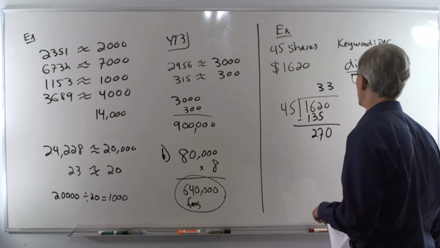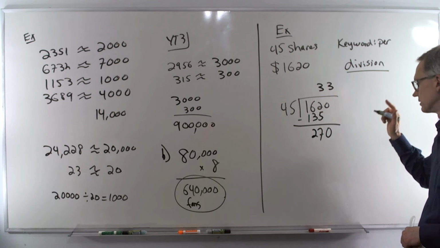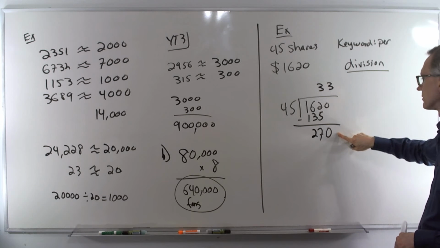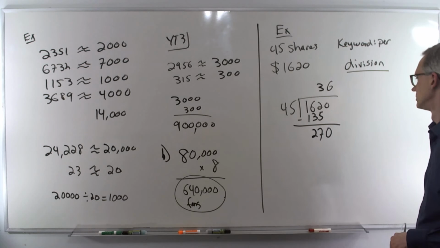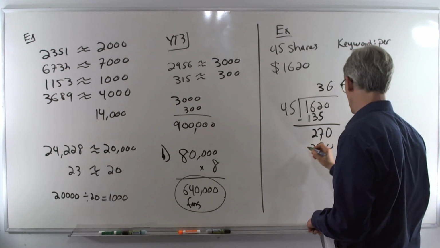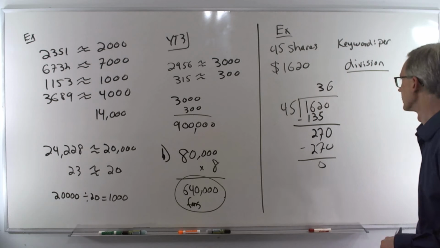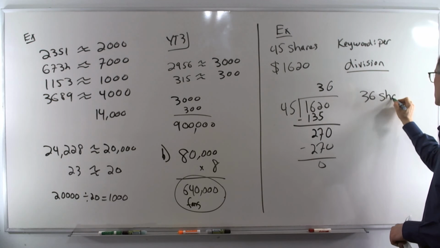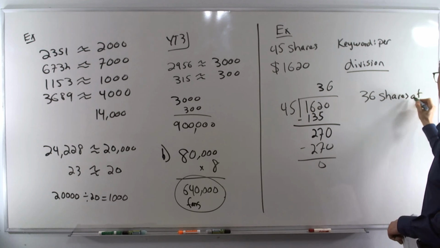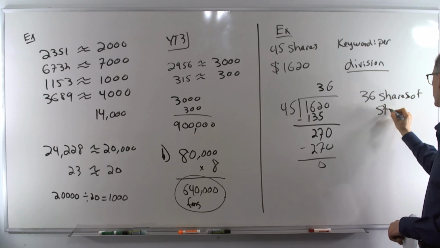Whoops. I knew I made a mistake there. Okay, 270. So now 45 is going to go into 270 6 times. You get 0. So we got 36 shares of stock.